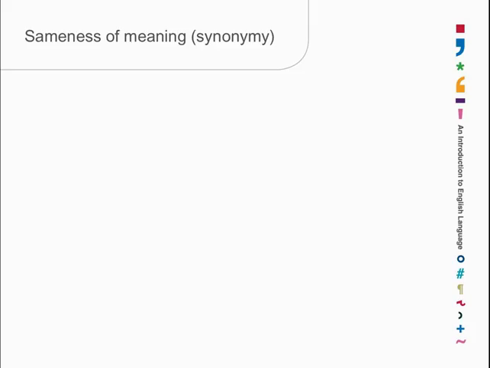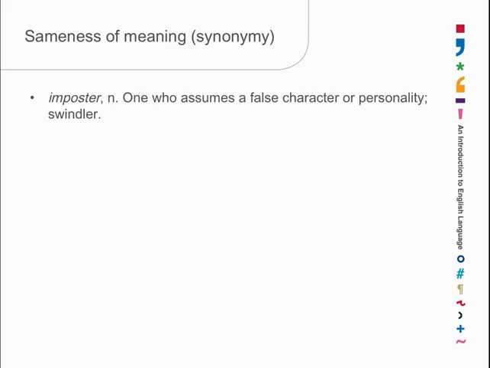Here's a dictionary entry for the word imposter. We know that it's a noun, and then it says one who assumes a false character or personality, swindler. Now, is that in fact the meaning of imposter? Well, that's what the dictionary says. In a dictionary, this part of the entry for the word is called a gloss. But if we think carefully about it, this isn't actually the meaning of the word imposter.